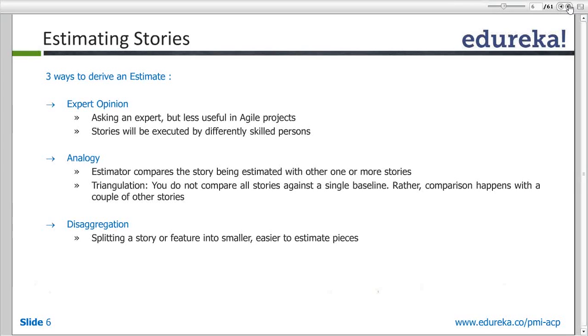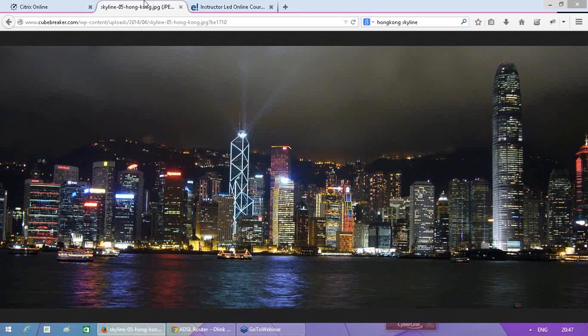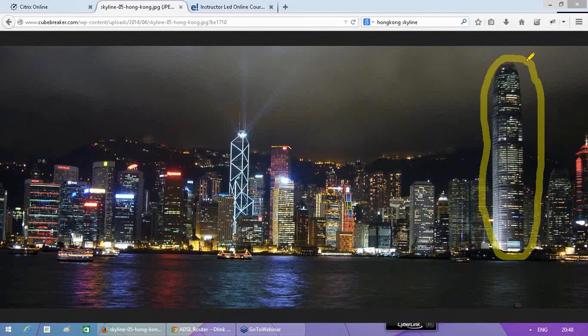Okay, analogy is something where you compare two things, right? Let's do an exercise here. So when we say analogy, let's look at this Hong Kong skyline, right? If I ask you to estimate this building, how much time would it take to build this building? How would you do that?